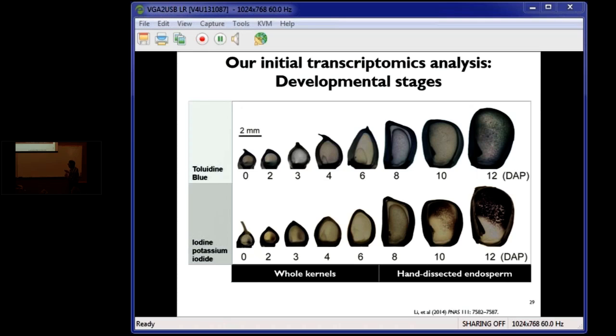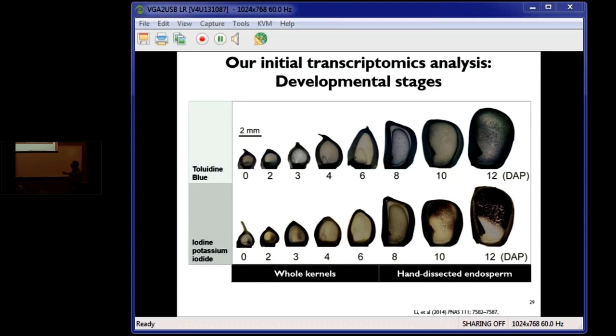take stages 0 through 12, bracketed. What I'm showing you here are hand-dissected kernels, stained with toluidine blue, just to show you what the outlines look like, and with iodine potassium iodide, which highlights starch. Okay? And again, before anyone in my lab even touched the material, before they sent it to be sequenced, before they did the first RNA extraction, they had to prove to me that they could produce these stages reproducibly at various times in the season from various plants. So that was very important. We could repeat this if we needed to, and we had to repeat it.